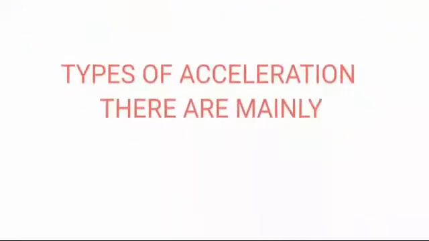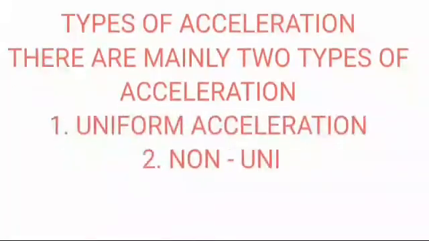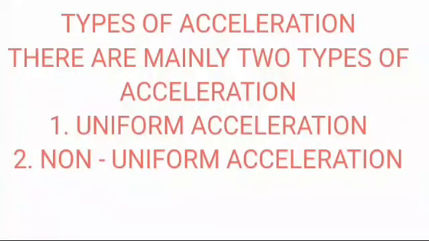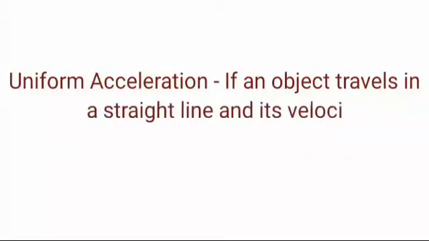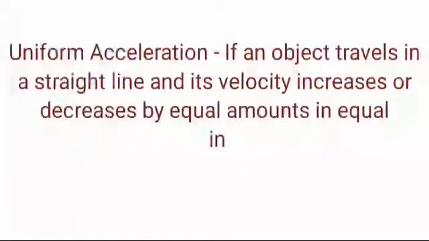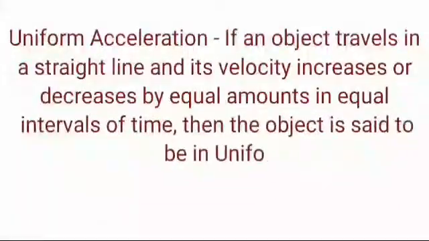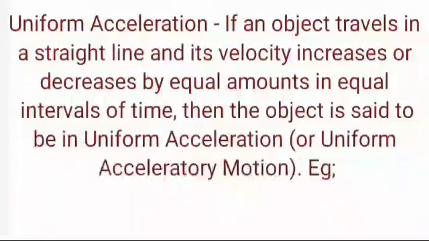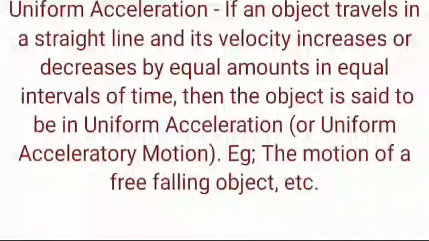Types of acceleration. There are mainly two types of acceleration. Number first, uniform acceleration, and number second, non-uniform acceleration. Uniform acceleration: if an object travels in a straight line and its velocity increases or decreases by equal amounts in equal intervals of time, then the object is said to be in uniform acceleration or uniform acceleratory motion. Example, the motion of a freely falling object, the motion of a ball rolling down an inclined plane.